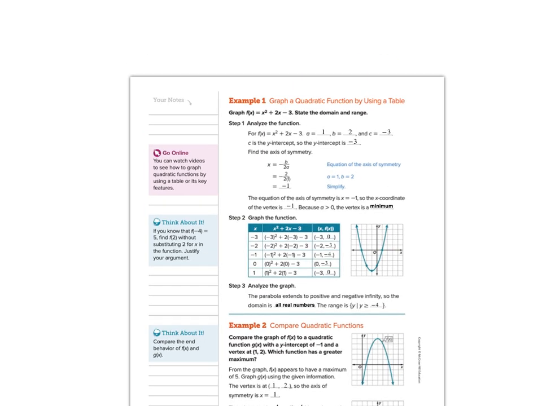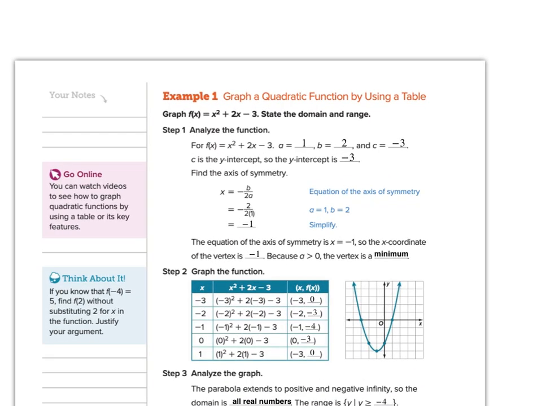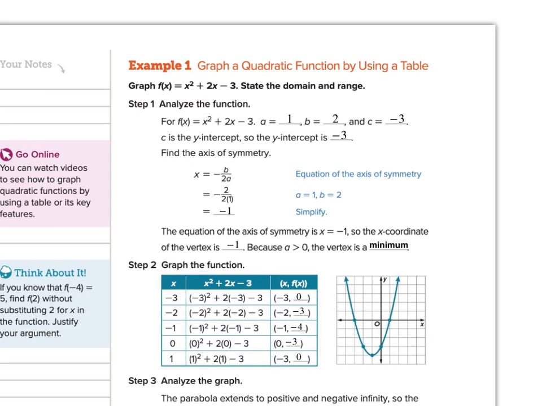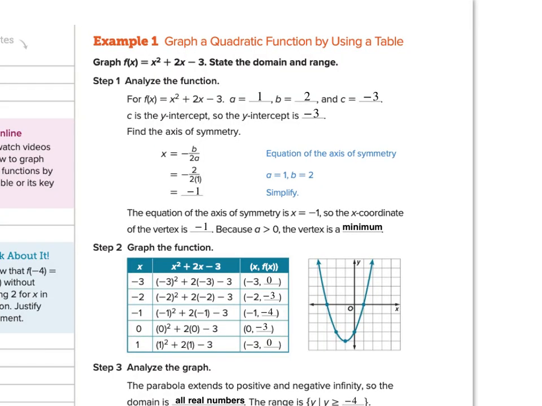Now here, being able to graph it. There are different ways to graph quadratic functions, but using a table is probably one of the more common things that we do. Here they give us: graph x squared plus 2x minus 3. State the domain and range. Well, when it comes to a quadratic function, the domain is always all real numbers. It goes forever in the positive direction and forever in the negative direction, so the domain is always all real numbers.